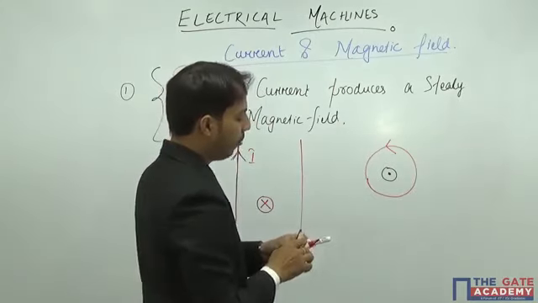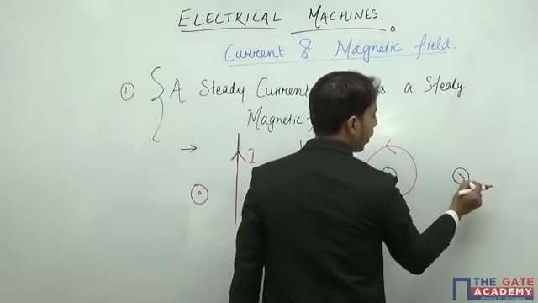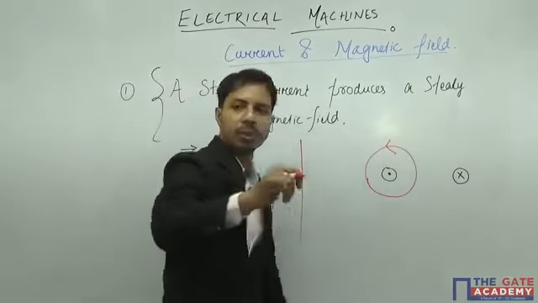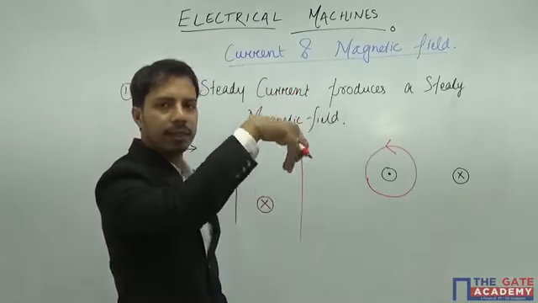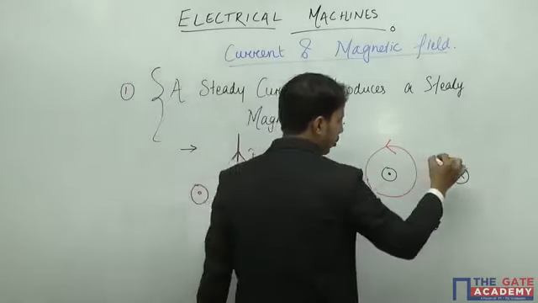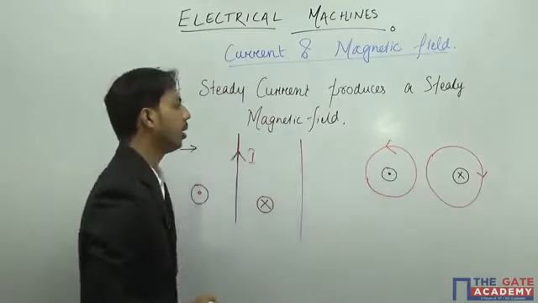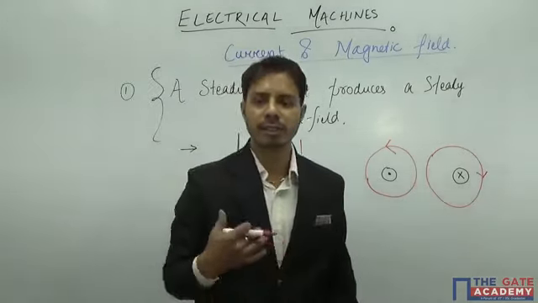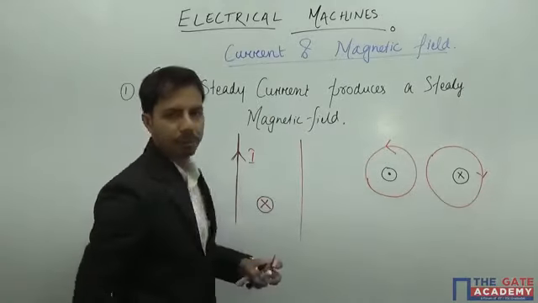Similarly, if I have a conductor with current inwards, that means my thumb is now towards the board. In that case, the direction of my field will be clockwise. This particular convention is called the right hand curl convention or right hand thumb's rule. You can refer to it in your PPT. Now, this is the convention for this particular statement.